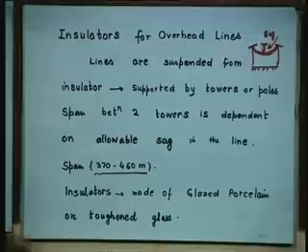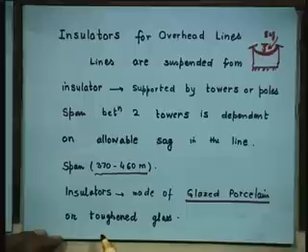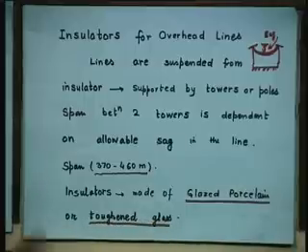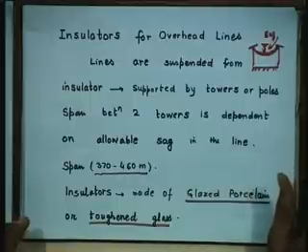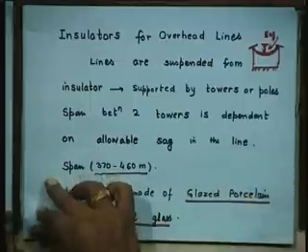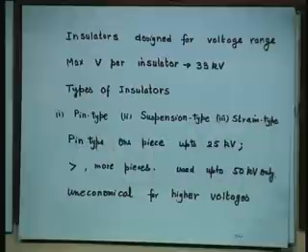Insulators are made of glazed porcelain or toughened glass. These are the two main materials which are used to make insulators, because they have the ideal properties of an insulator. Now, insulators are designed for a given range of voltages. Voltage varies from 220 volts domestic to 765 kV or 800 kV in India.